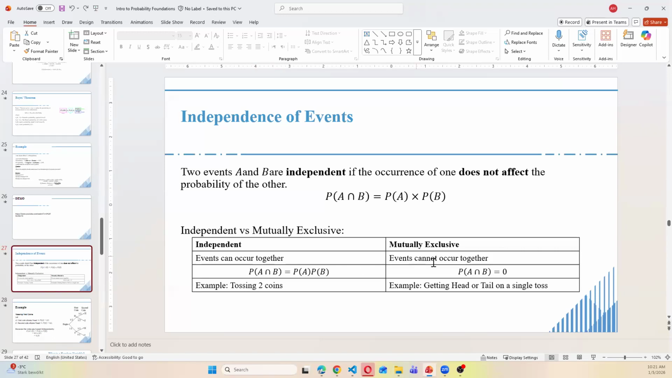And mutually exclusive events cannot occur together. With a single coin toss, you cannot get head and tail together. You will get either head or tail, but not both. So that is mutually exclusive. If two events are independent, you can say independence of events.